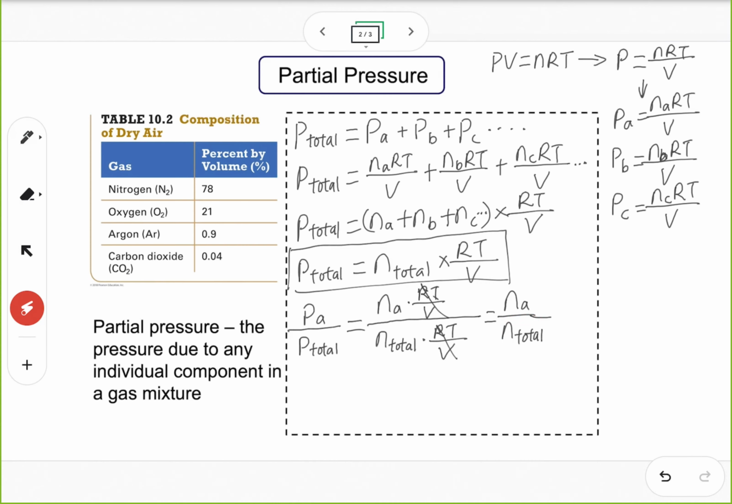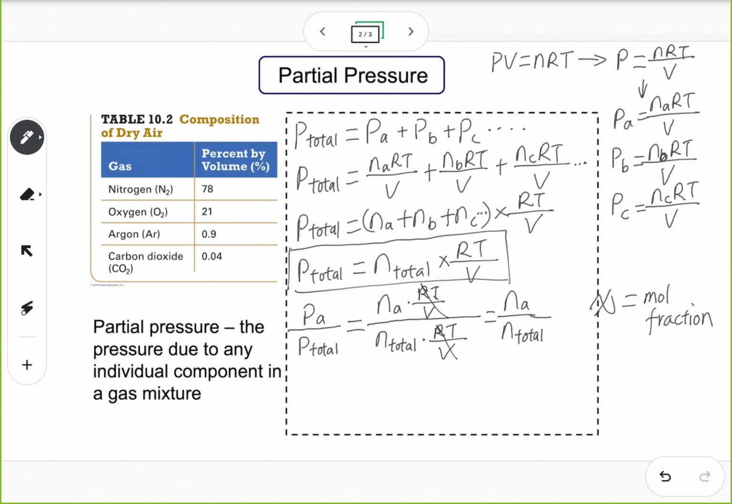So in chemistry, we define this as a mole fraction. And we define that mole fraction as chi, mole fraction.